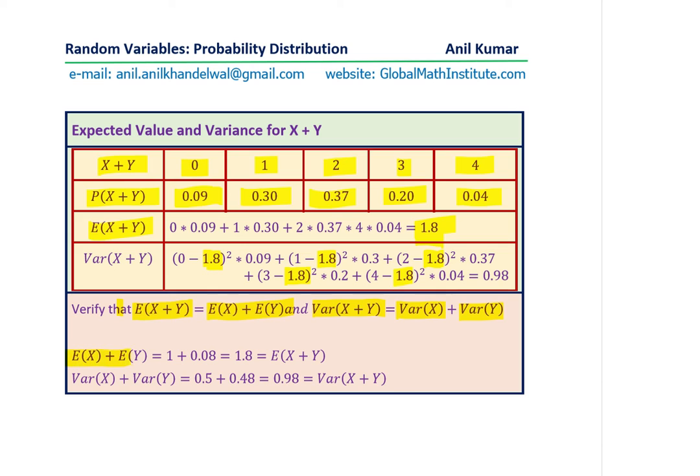So expectation of x plus expectation of y is 1 plus 0.8. We get 1.8. And here also we got that the expectation of x plus y is indeed 1.8, right? So it verifies the result. Clear? Similarly, the variance of x plus variance of y is 0.5 plus 0.48, which is equal to 0.98. And we also get 0.98 as the result for the variance in this case. So that confirms that our solution is perfectly fine.